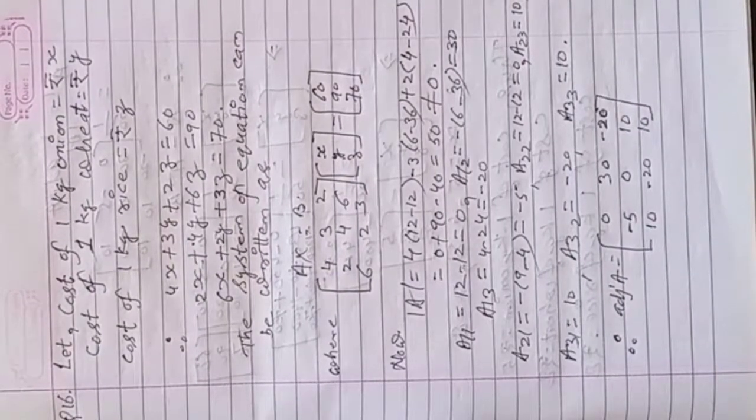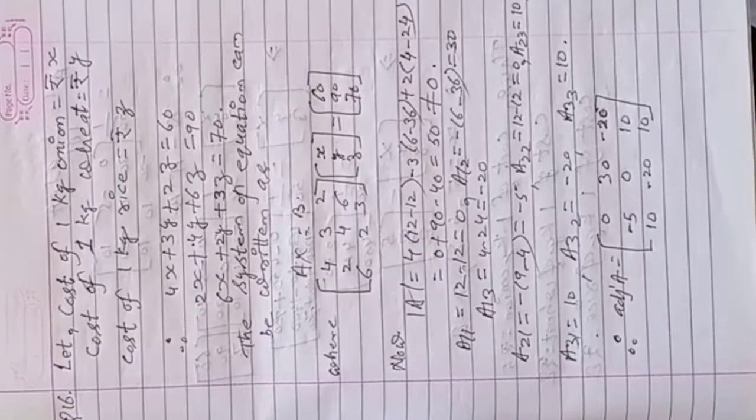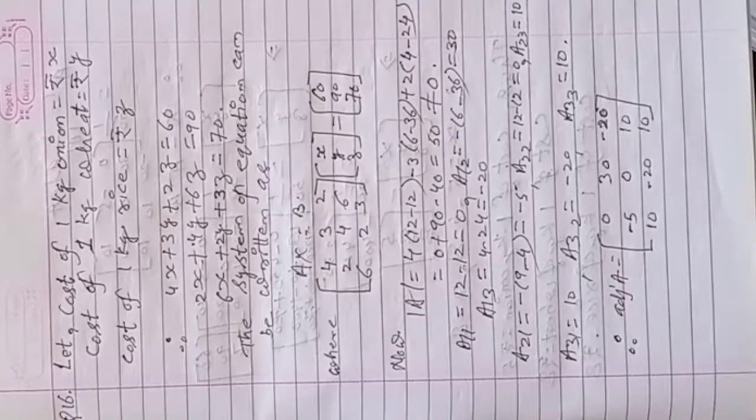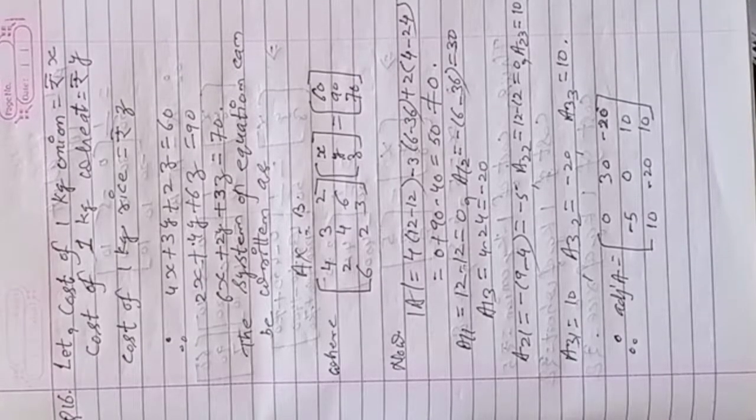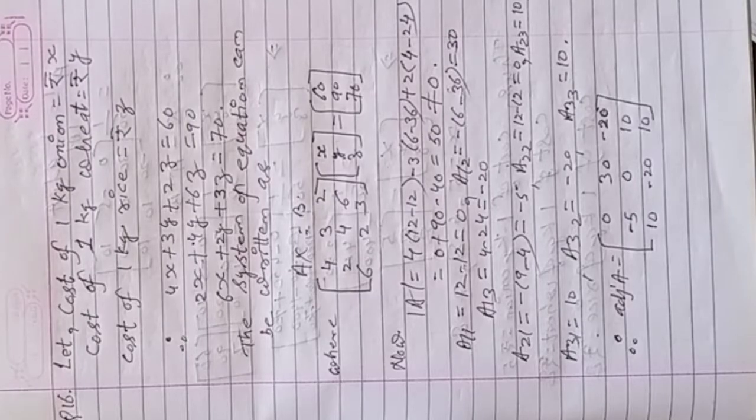In between, all the questions are of the same type. Now we are doing question number 16. What is question number 16? We are following the NCERT book, so you can check the question from the NCERT book. But this time I am reading. The cost of 4 kg onion, 3 kg wheat and 2 kg rice is rupees 60. The cost of 2 kg onion, 4 kg wheat and 6 kg rice is rupees 90. The cost of 6 kg onion, 2 kg wheat and 3 kg rice is 70. Find the cost of each item per kg by matrix method. So it is a very easy question.